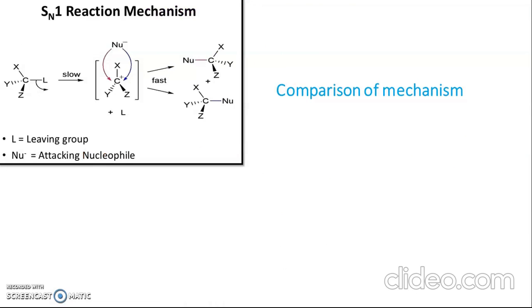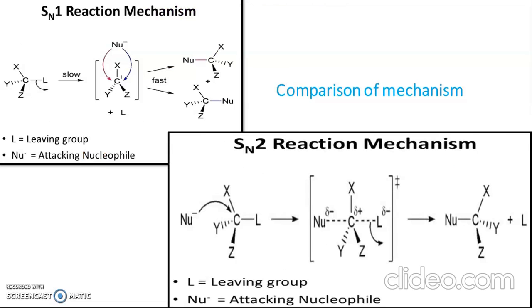Now we will see both the mechanisms simultaneously so that you can compare SN1 and SN2. What is the main difference here? This is the first step, which is very slow and reversible, and the second step is fast. There are two arrows depending on whether the nucleophile is attacking from the left hand side or the right hand side, because this species is planar and this is an intermediate, not a transition state. So depending on which side the nucleophile attacks, we can get either this species or this species.